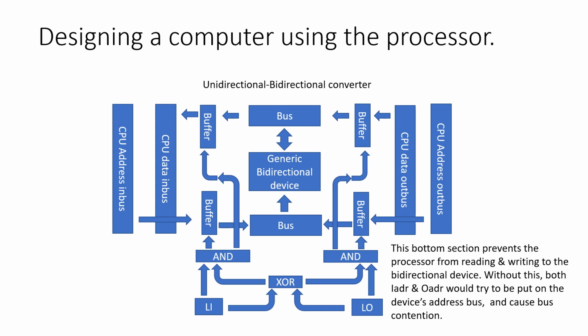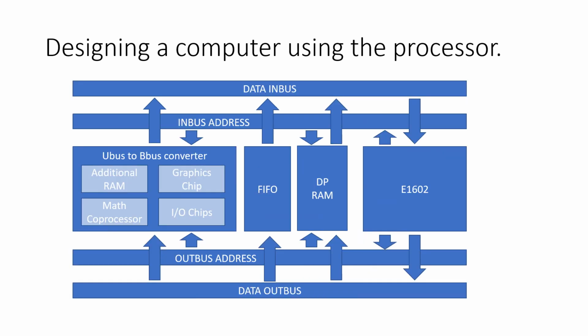If the processor is loading out information, the OUT address is put onto the device's address bus, and the OUT bus's data is put onto the bidirectional data bus. But if the CPU is trying to do both, the bidirectional device deactivates and neither are done. We can convert from the unidirectional buses to a bidirectional bus. We can design a computer using available components.